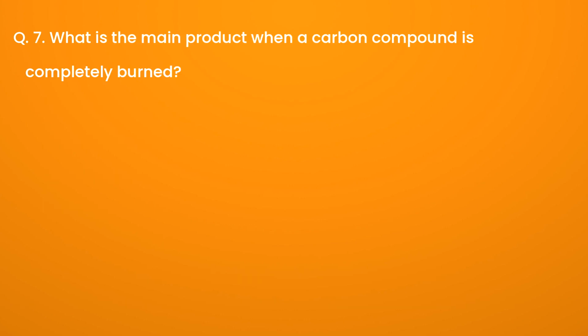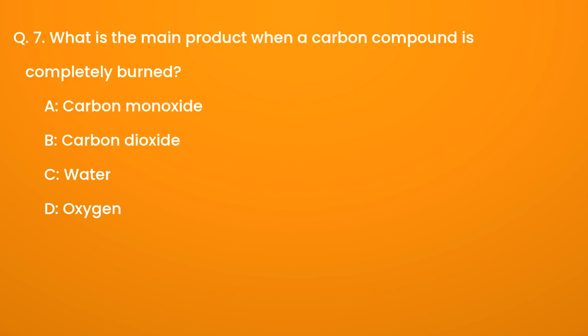Question 7. What is the main product when a carbon compound is completely burned? Option A, carbon monoxide. Option B, carbon dioxide. Option C, water. Option D, oxygen. You have 5 seconds to answer the question.